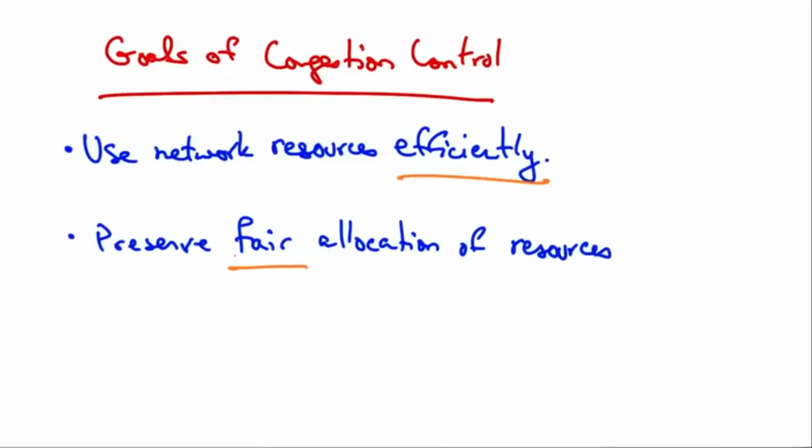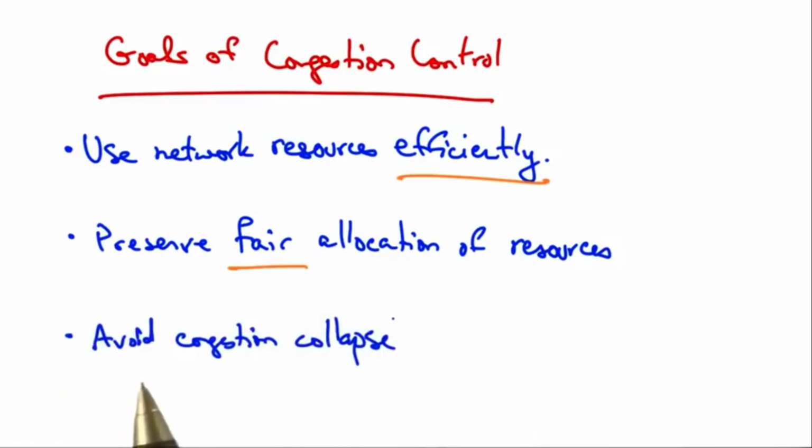Congestion control has 2 main goals. The first is to use network resources efficiently. Going back to our sink analogy, we'd like to fill the sink as quickly as possible. Fairness, on the other hand, ensures that all of the senders essentially get their fair share of resources. A final goal, of course, is to avoid congestion collapse. Congestion collapse isn't just a theory, it's actually been frequently observed in many different networks.